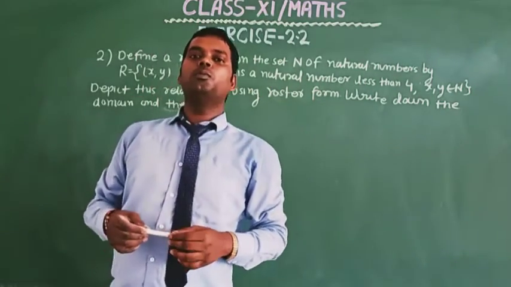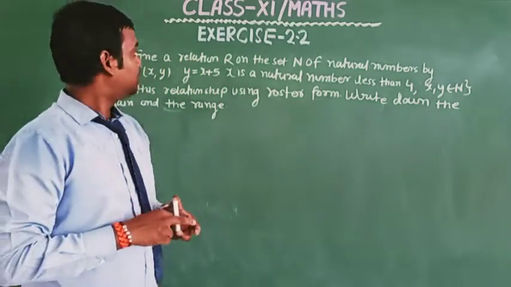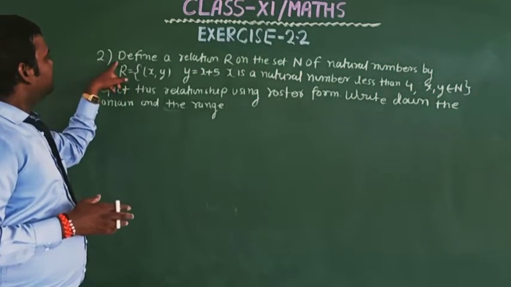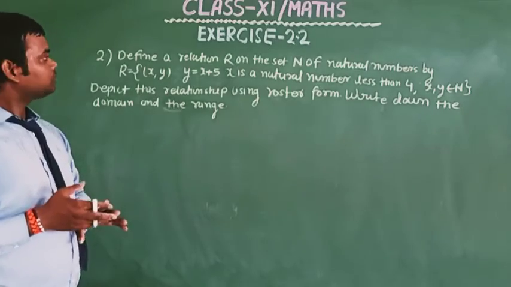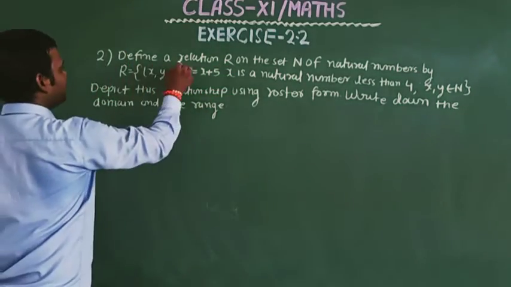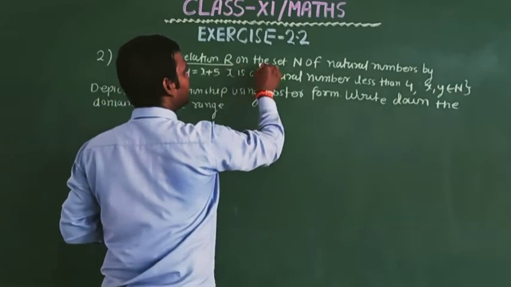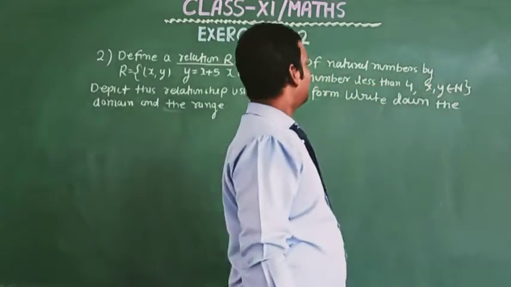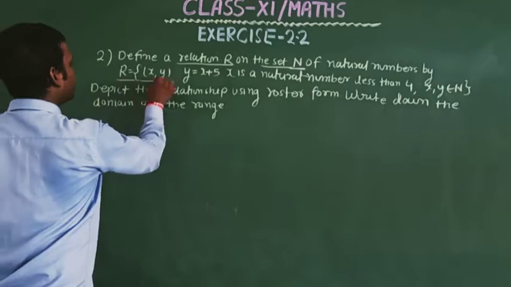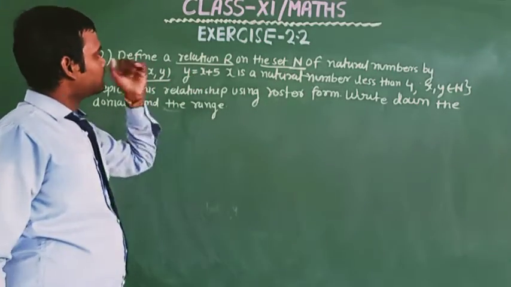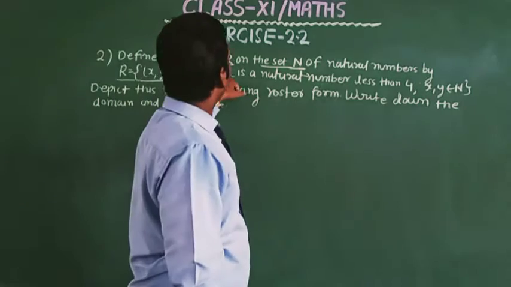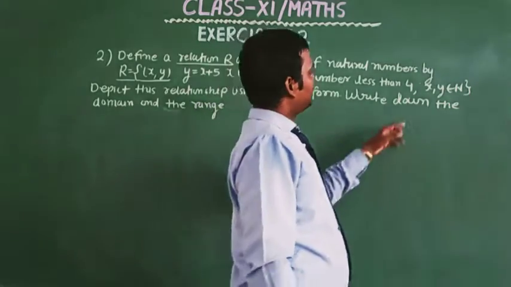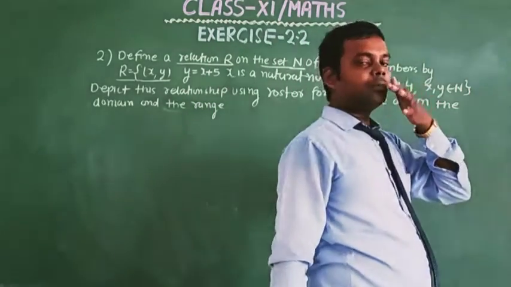Okay children, now move to question number 2. In this question, it has been given: define a relation R on the set N of natural numbers by R equal to ordered pair (x, y) such that y equal to x plus 5, where x is a natural number less than 4 and x, y belong to natural numbers.